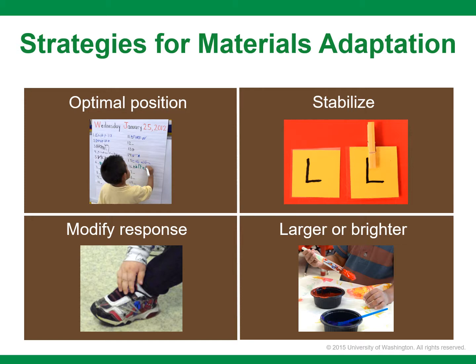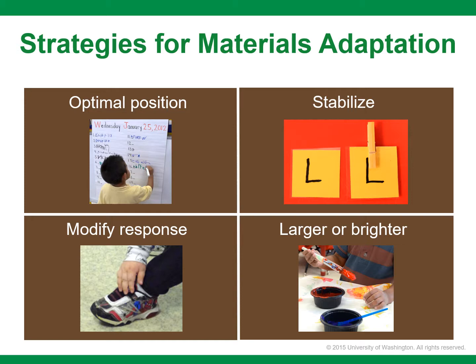Sometimes a skill or response is just too difficult for a child, such as tying a shoe. When you modify the response you're asking for, it's easier for a child to use materials independently. So a child might fasten shoes with Velcro rather than with shoelaces. Materials that are larger or brighter are helpful in 2 ways. Large materials may just be easier for little hands to use. For children with visual impairments, large print is easier to see. Bright materials can attract the attention of a child who's previously had little interest in an area.